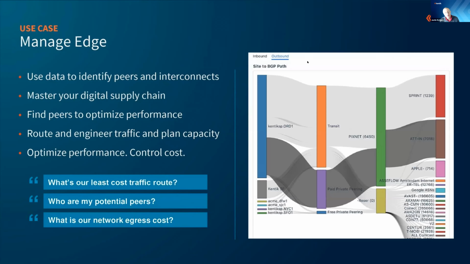Managing the edge. So this is equally important for enterprises as it is for service providers, although we'll talk probably more in terms of service providers, where they think of things like, where am I peering? Where am I transiting? Where am I paying for transit? How do I reduce the cost of the way I've built out the network? You see the three questions here, which is, what's our least cost traffic route that we could have this traffic flowing across? Who are my potential peers that I could be peering with that maybe I'm not today?